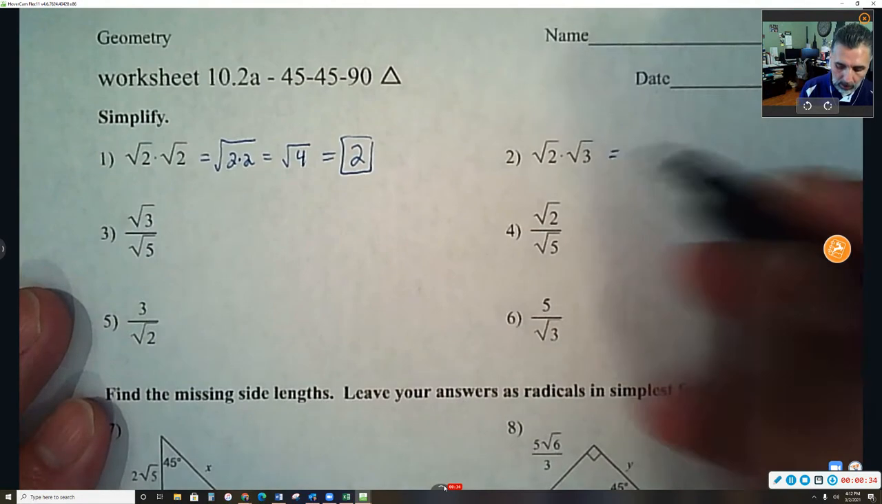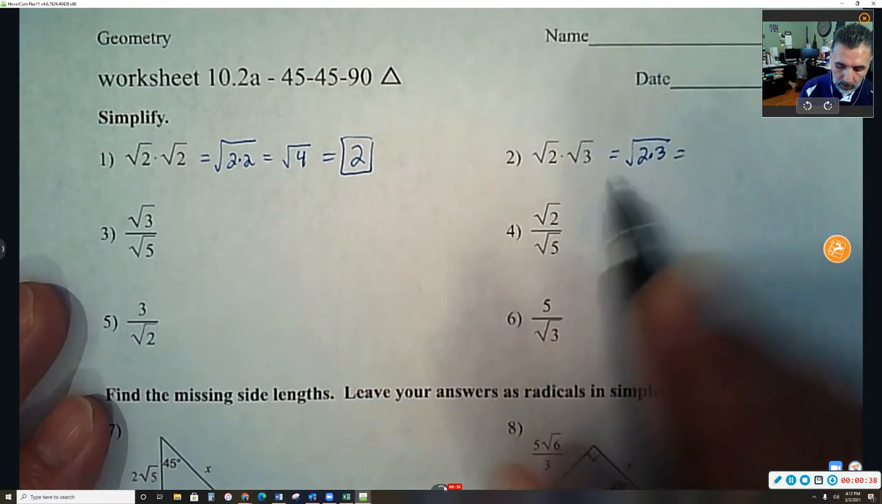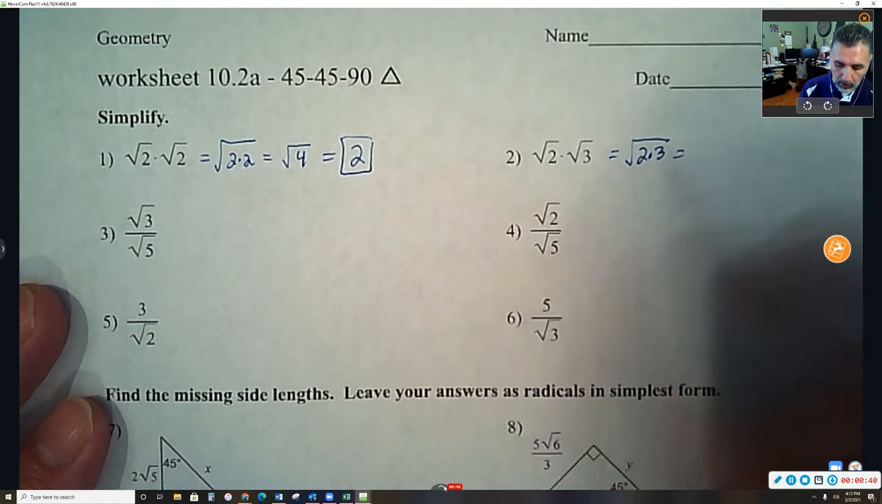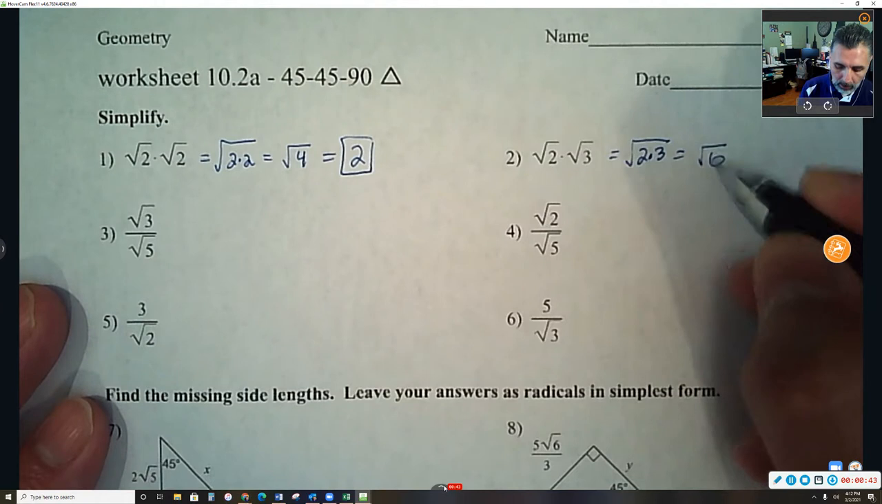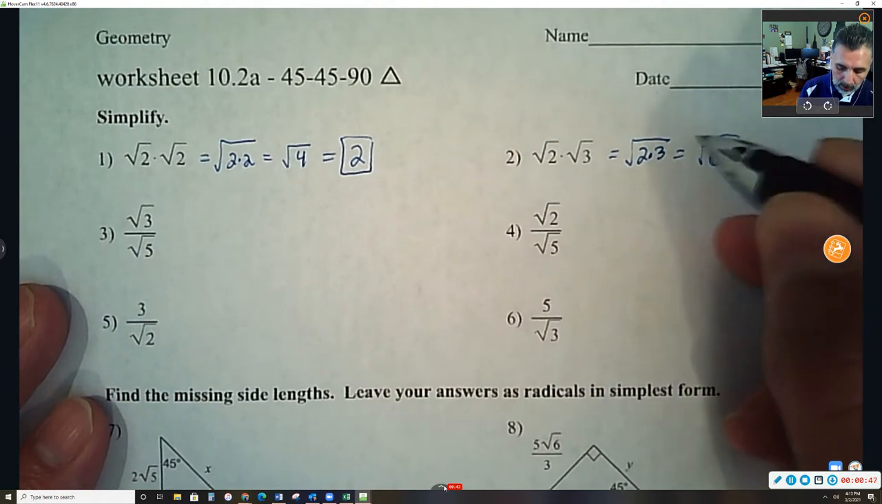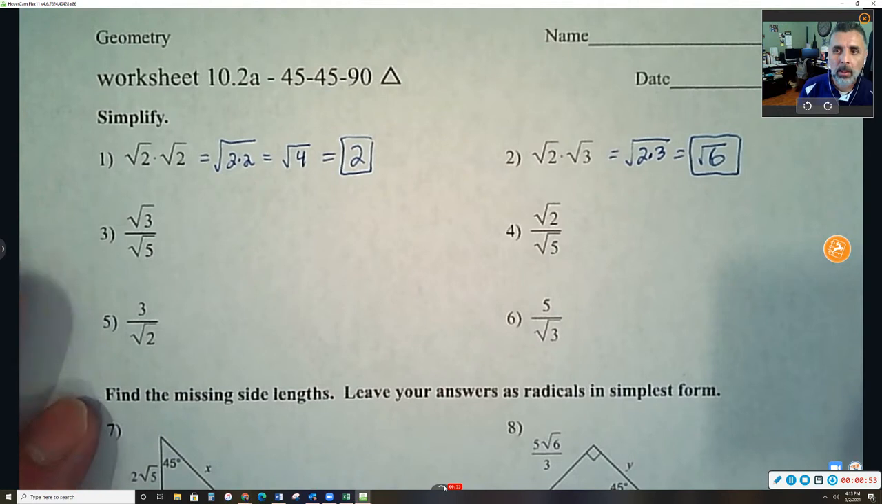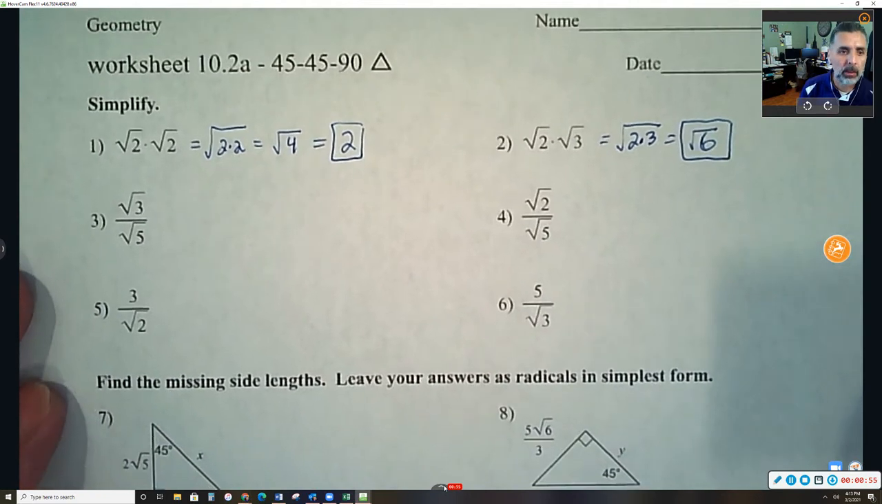Same thing here. Technically, they both go underneath the same square root. Because they're both underneath square roots, you can put them underneath the same square root. And then you can do the multiplication. 2 times 3 is 6. And in the 6, well, you can't break up the 6, right? That's just square root of 6. Okay? So that's the first two.